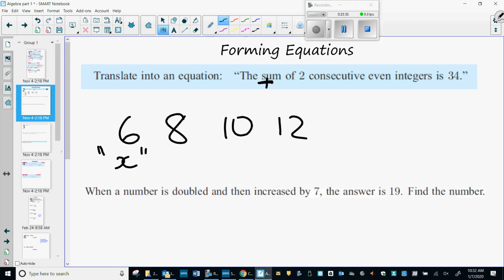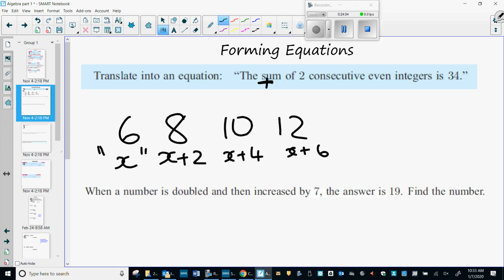Oh, x plus 2. That's exactly it. So if this was x, this would be x plus 2. How could I describe the number 10? That's great. X plus 2 plus 2 or x plus 4. X plus 4 would be a better way. And then 12 would be, Abby? X plus 6. Do we get the idea?